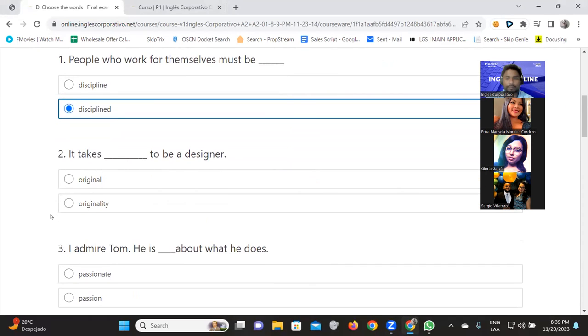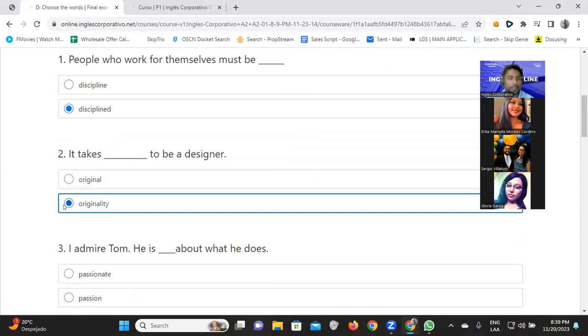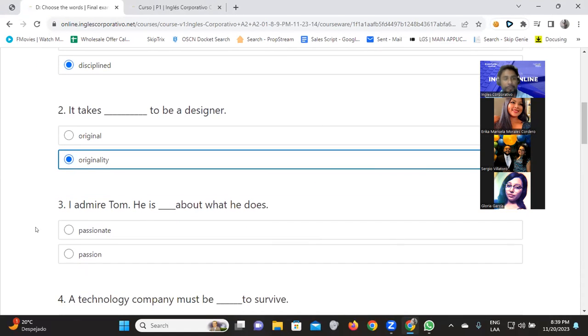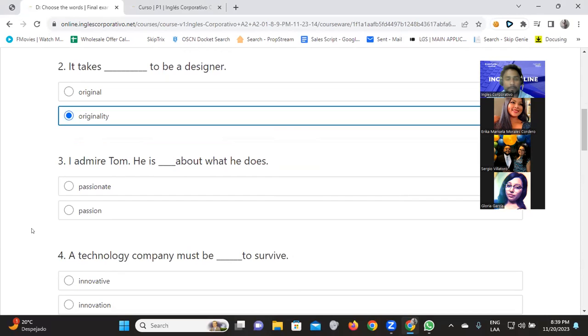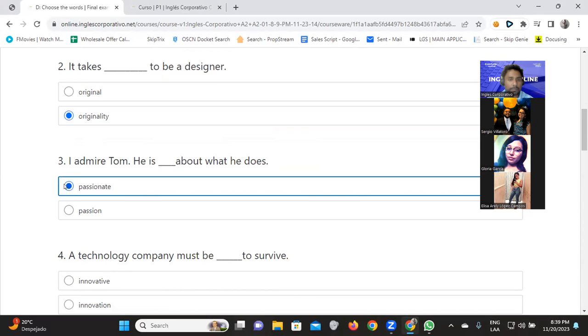Number two. It takes originality to be a designer. Good, good. Number three. Me, teacher. Yes. I admire Tom. He is passionate about what he does. Very good. I admire Tom. He is passionate about what he does. Good job, Elisa.